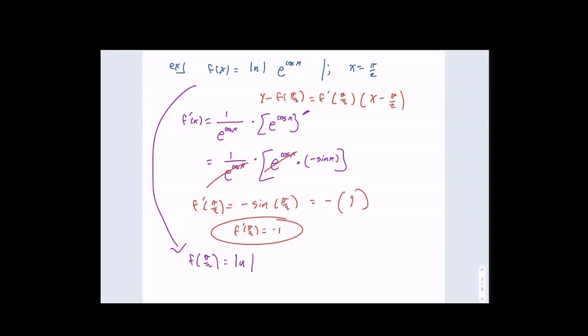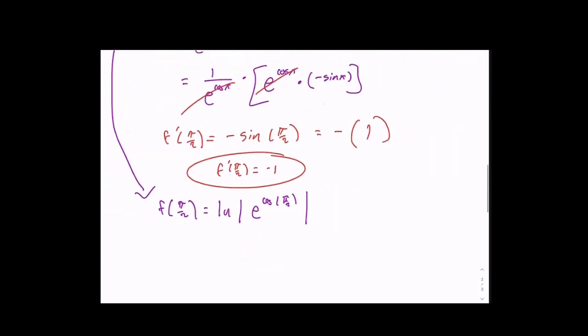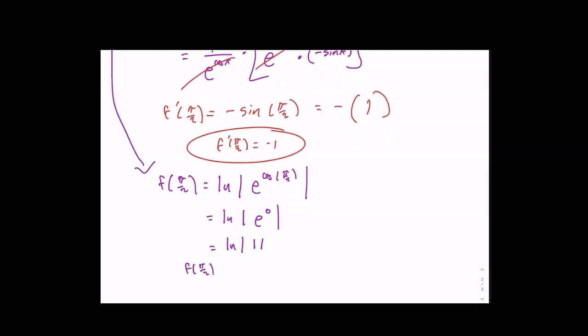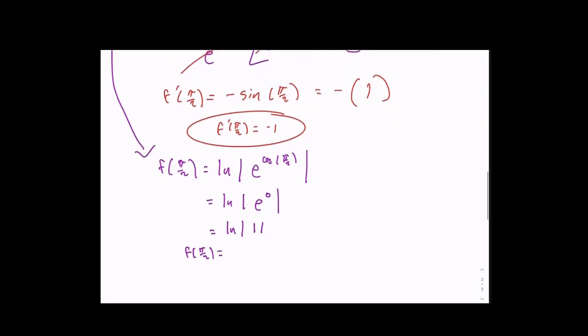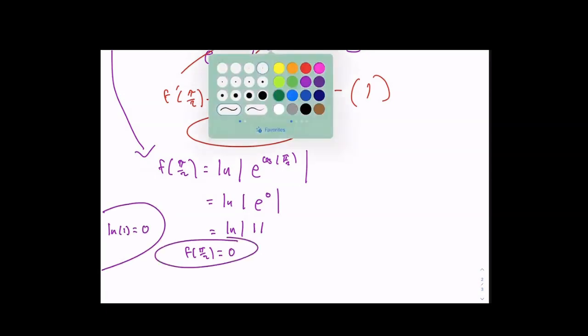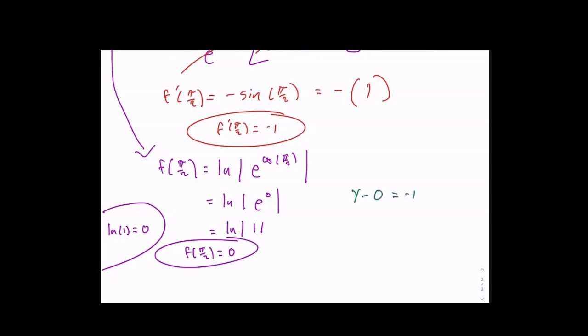So natural log absolute value e to the cosine pi over 2. We're plugging into the original function. And as Ariana was saying, this is the natural log of e to the 0. Cosine of pi over 2 is 0 from the unit circle. E to the 0 is just 1. Therefore, f of pi over 2, what is natural log of 1? This is one of the evaluations I told you should feel comfortable with. What is the natural log of 1? It's 0. And therefore, my final answer is y minus 0 equals negative 1 times x minus pi over 2.